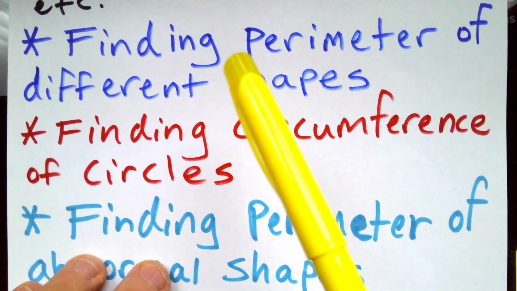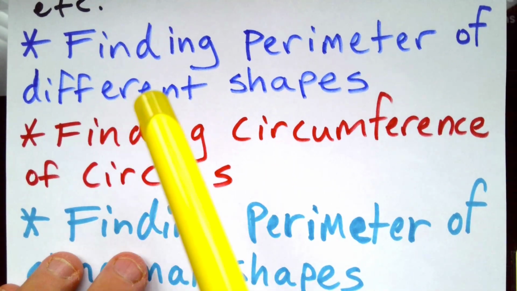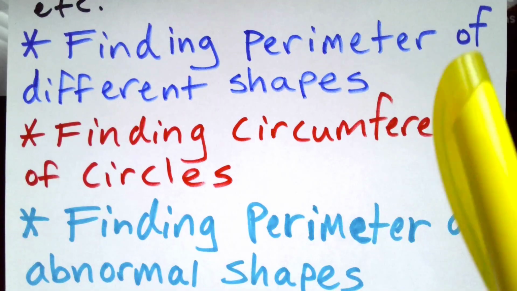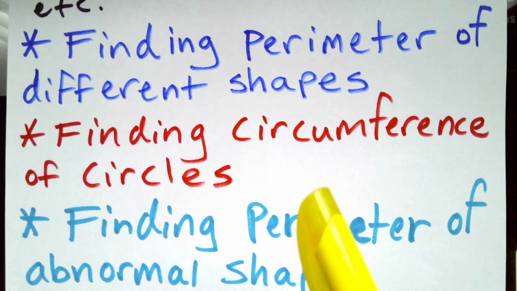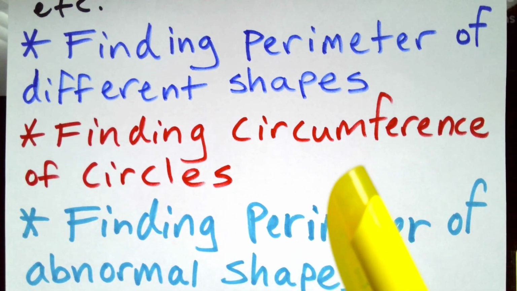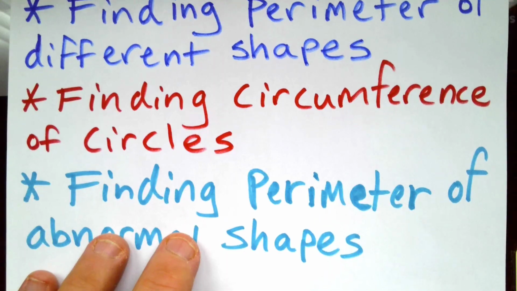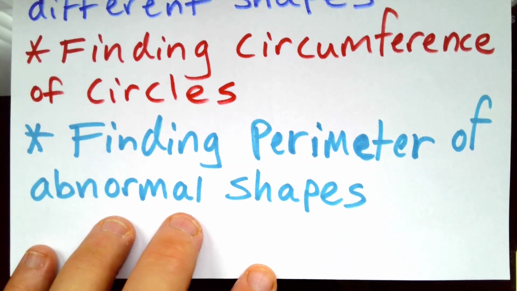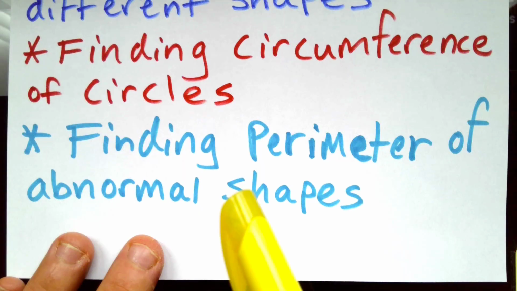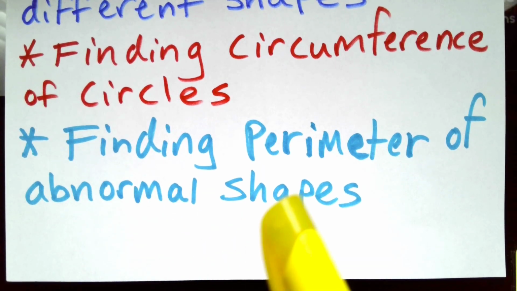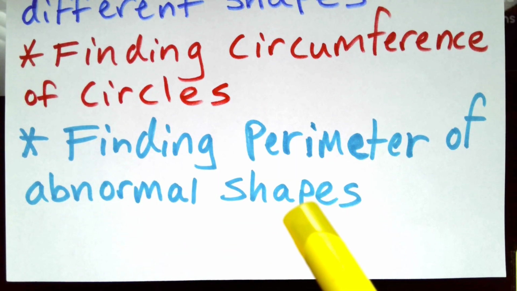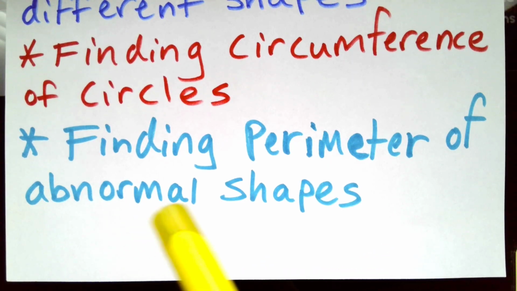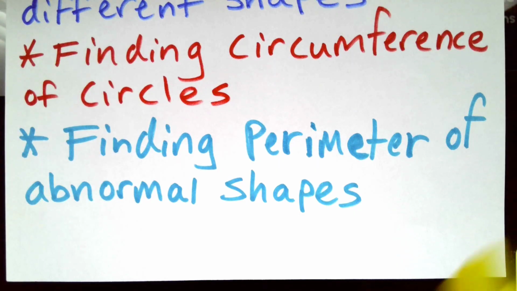Finding the perimeter of different shapes. Finding the circumference of circles. Remember, circumference is basically the perimeter for circles. That's what it's called, circumference. Finding the perimeter of abnormal shapes, right? So some of y'all may have seen some funky looking shapes, right? Multiple rectangles, different sizes built together. Those are abnormal shapes. And the more you practice, the better you're going to get.